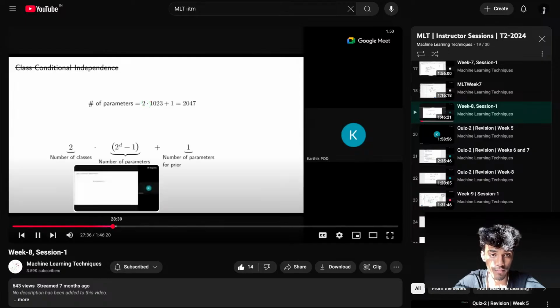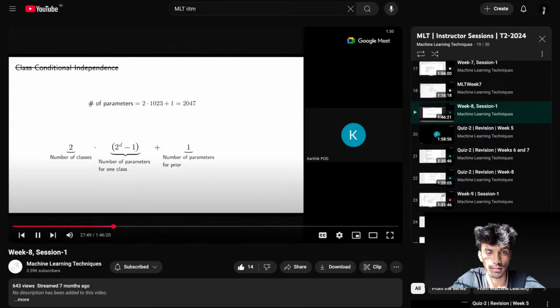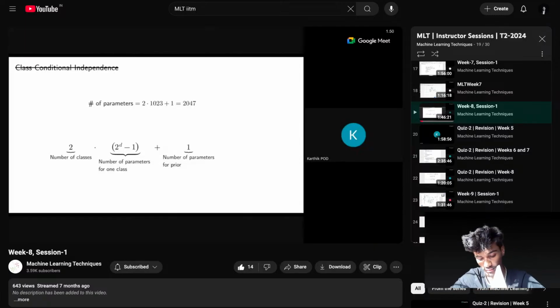So if you generalize this, it is number of classes into total number of parameters for one class. That is 2 power number of features minus 1. This is only for binary features, by the way. And for the classes, you need only one parameter. So if there are 3 classes, you need 2 parameters and so on. If it is multi-level, then you will get more than one. Otherwise, it is one always.